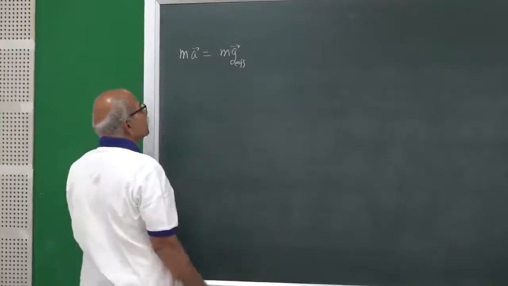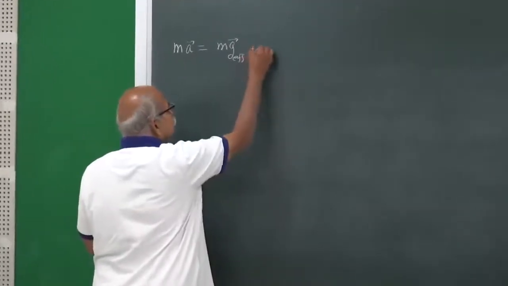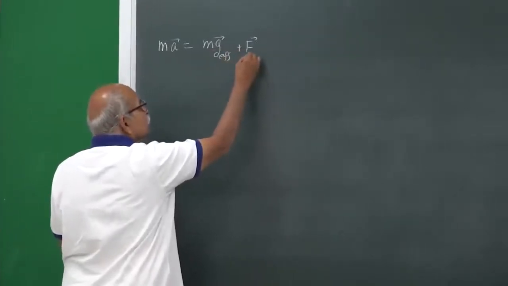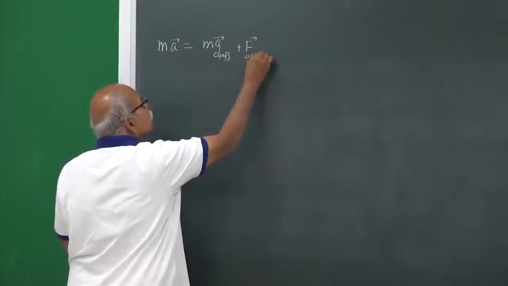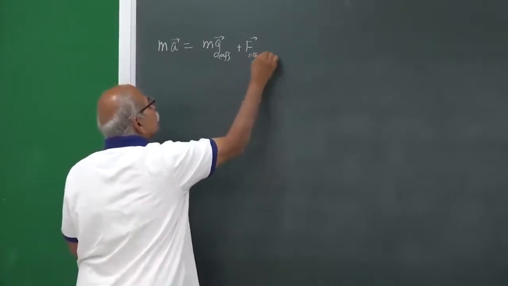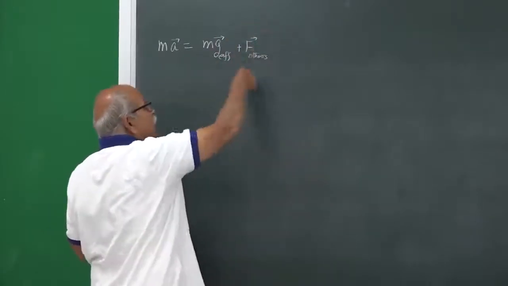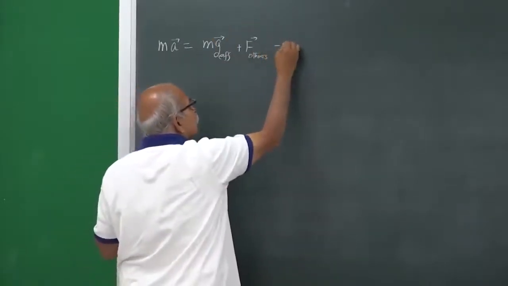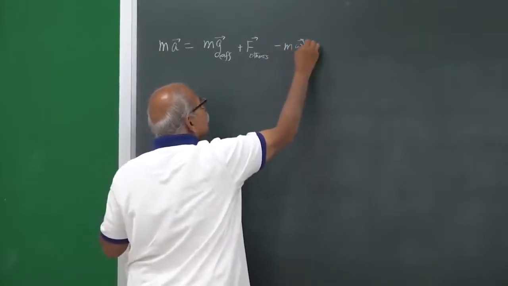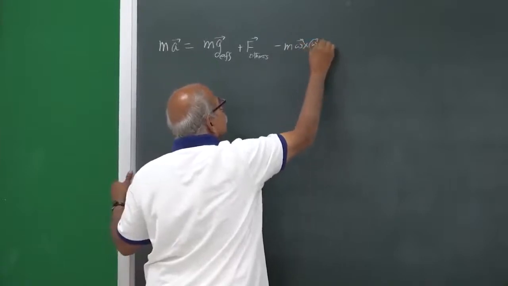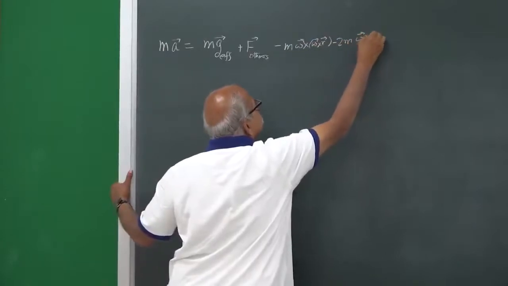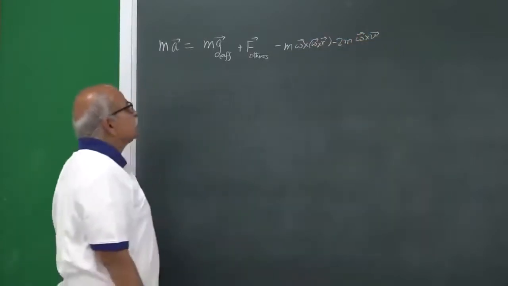Okay. And then any other force that you apply apart from this gravity, or others, let me write others, and then you have the Coriolis forces. So, these are the actual forces, then you have the centrifugal force, m times omega cross omega cross r, and the Coriolis force, minus 2 m times omega cross v. This is basically the equation.